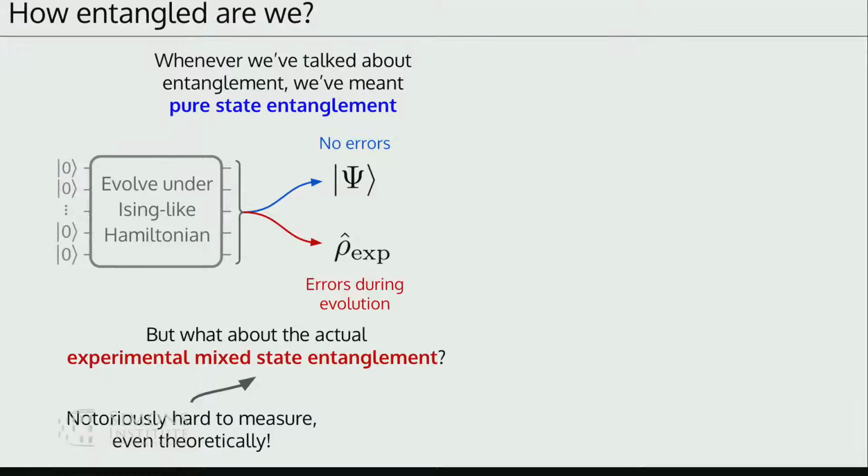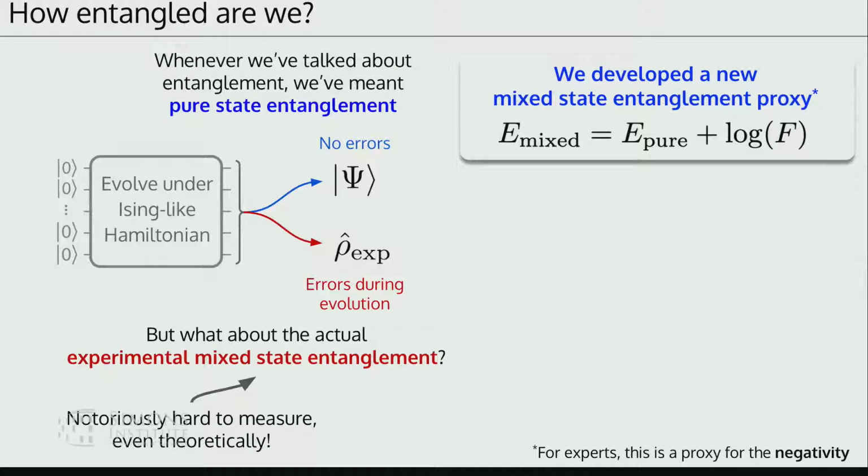Digging through a lot of old literature and skipping over a lot of details, we basically come up with a very simple proxy of the actual mixed state entanglement, which is given by the pure state entanglement. For experts, this is a negativity, to be clear. This is the pure state entanglement, which we can basically extrapolate or estimate via other methods, plus the log of the fidelity. And the fidelity will be less than 1, so this number here will be negative. And so this mixed state entanglement will be less than the pure state entanglement.